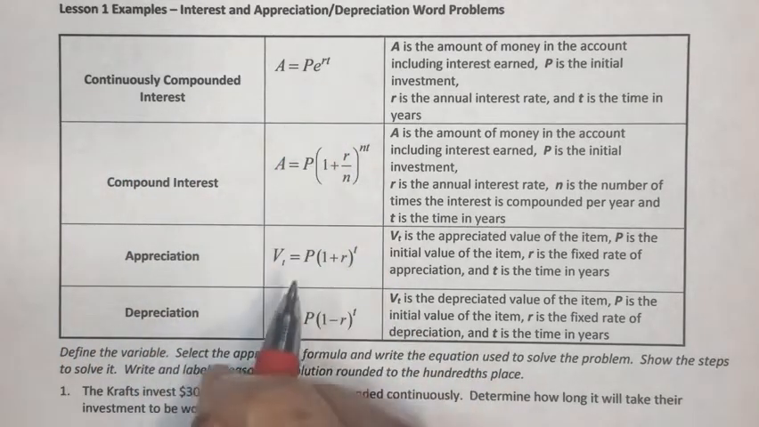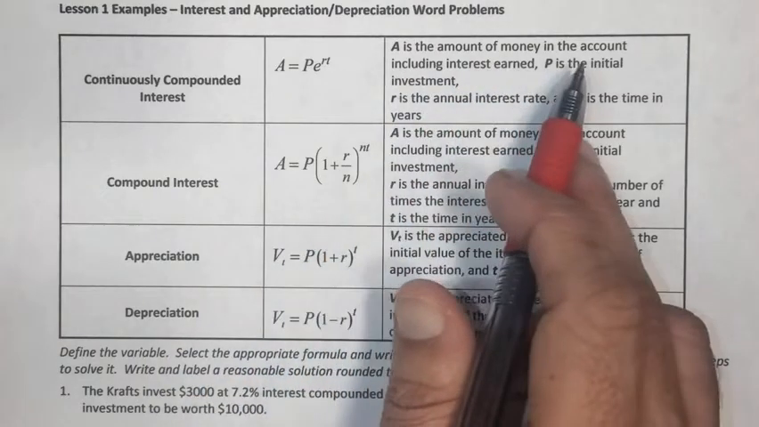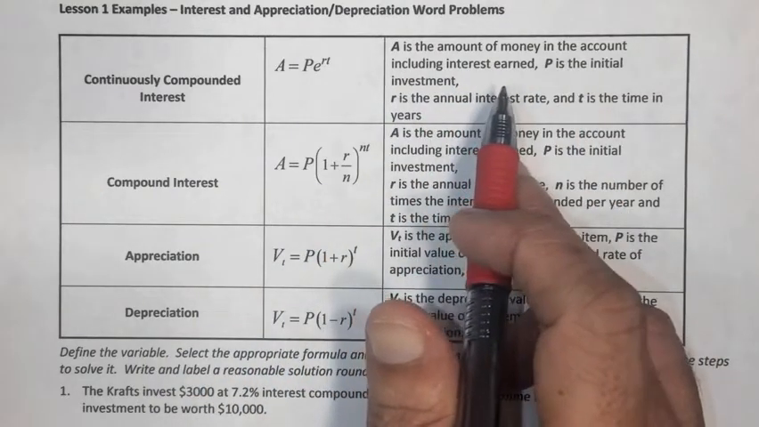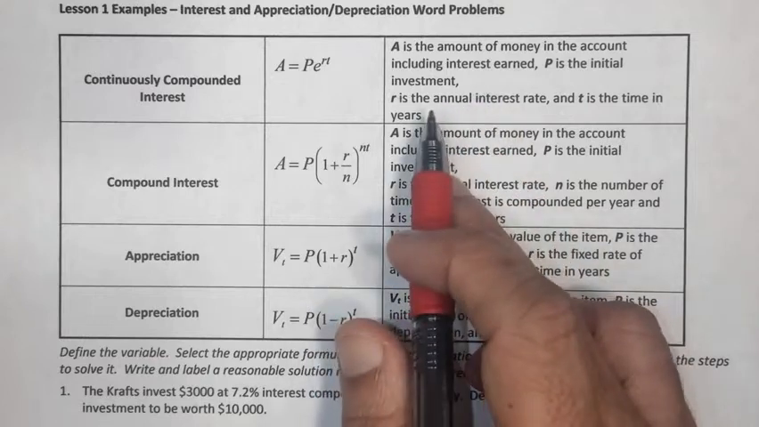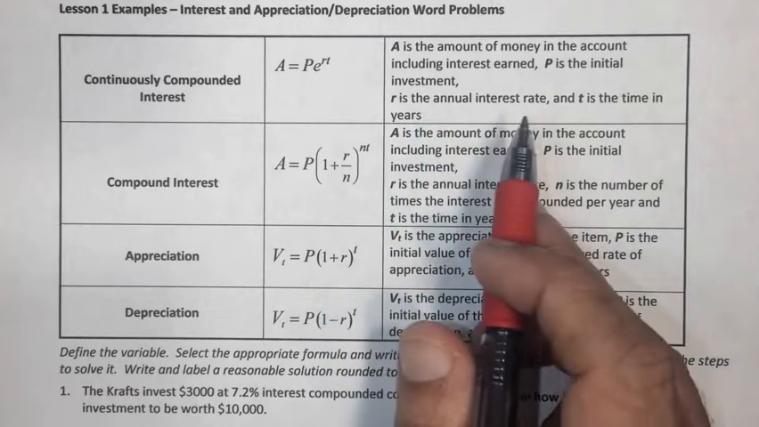to the power of RT, where A is the amount of money in the account including the interest earned, P is the initial investment, R is the annual interest rate, and T is the time in years.